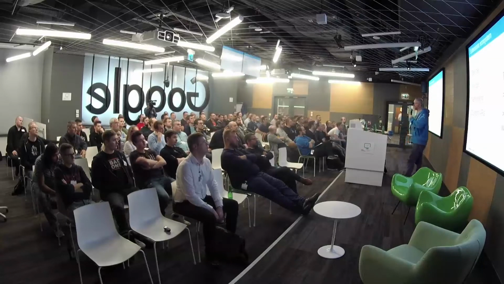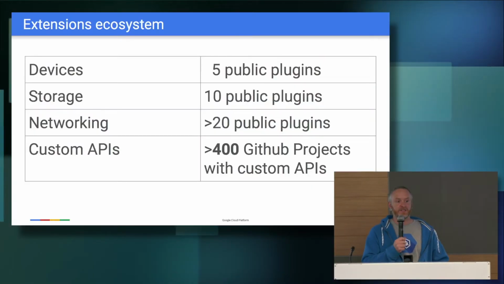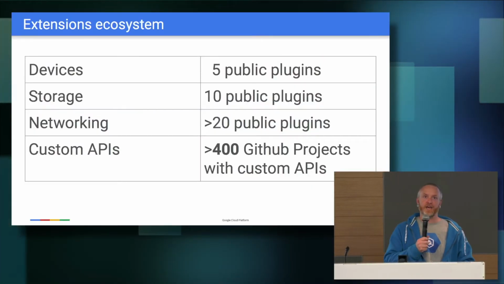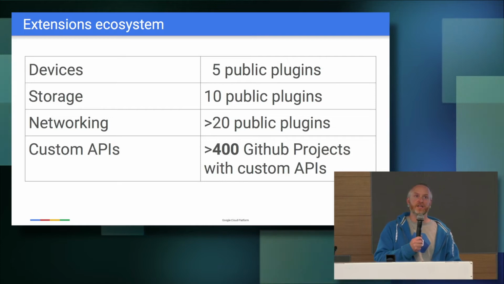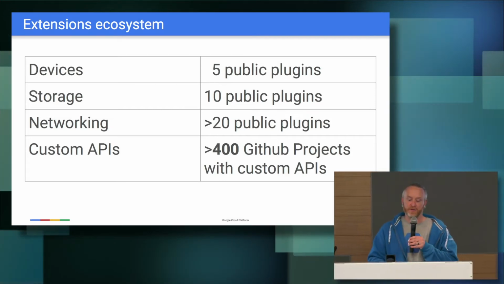Now, if you look at the rest of our ecosystem, we talked about devices and storage and networking. All of these gRPC-based interfaces, these infrastructure plugins, are on the order of 10 to 20 plugins that you can find each. These custom APIs are just through the roof. It's amazing what people are trying to do with these CRDs.